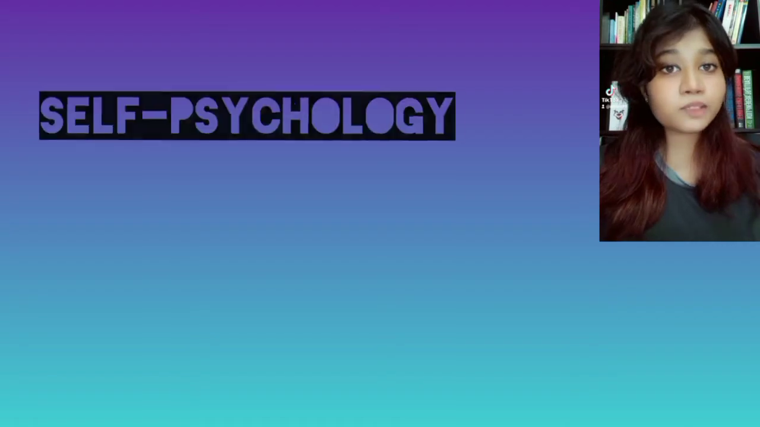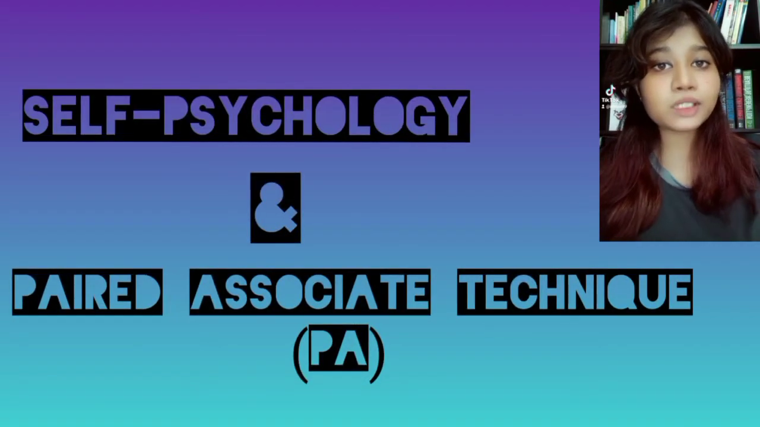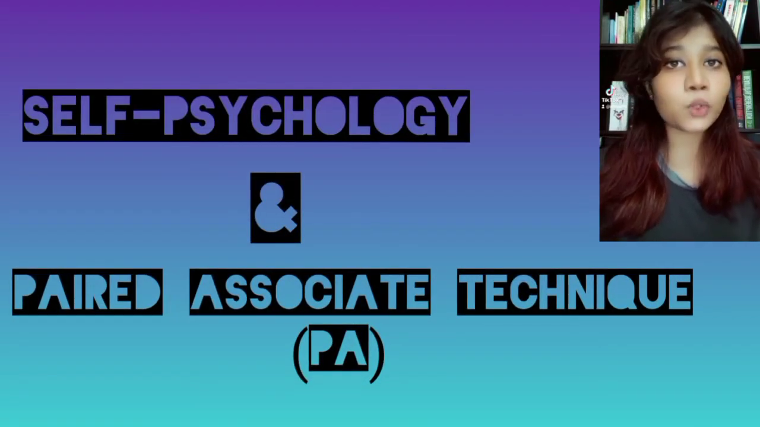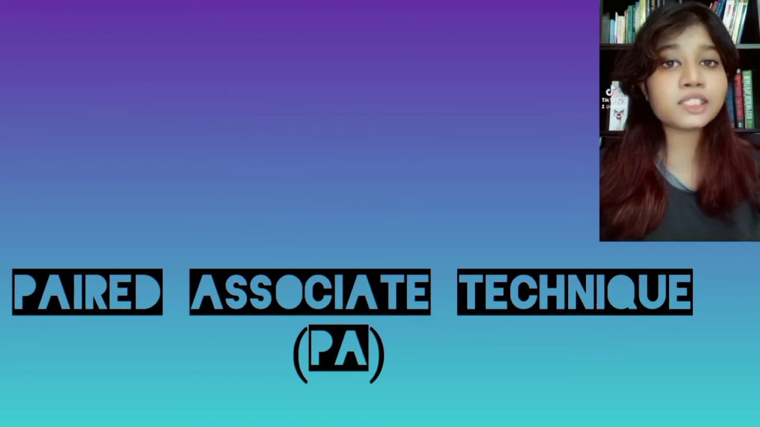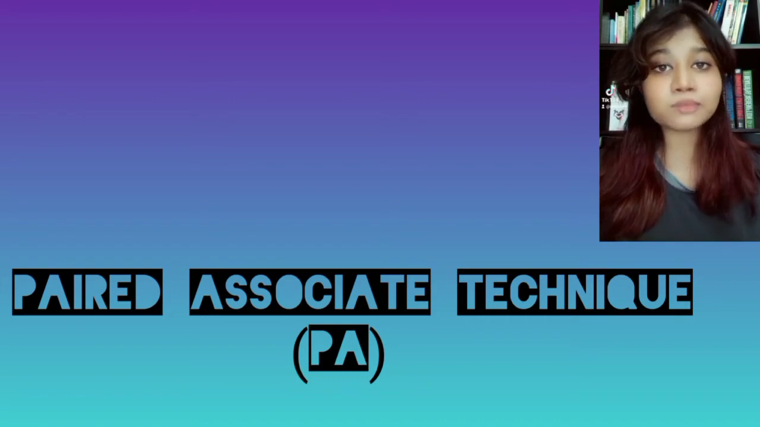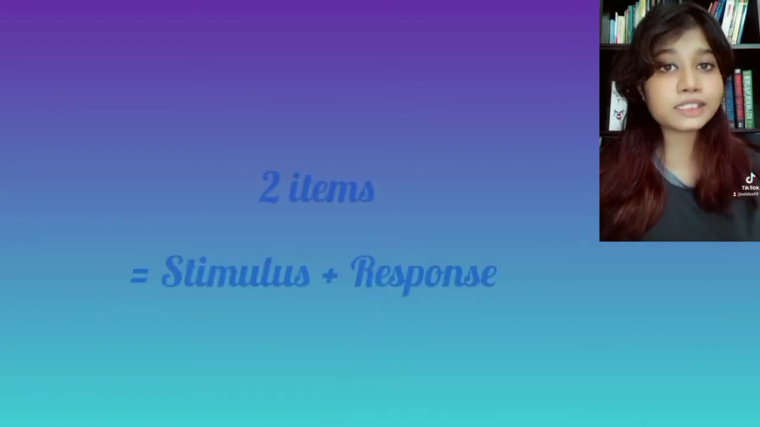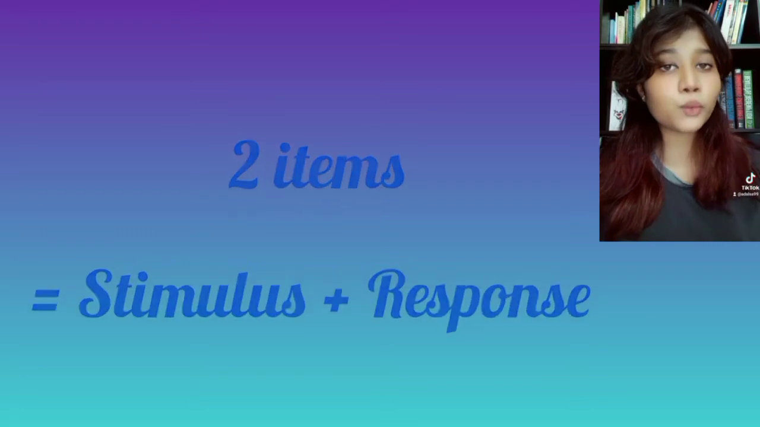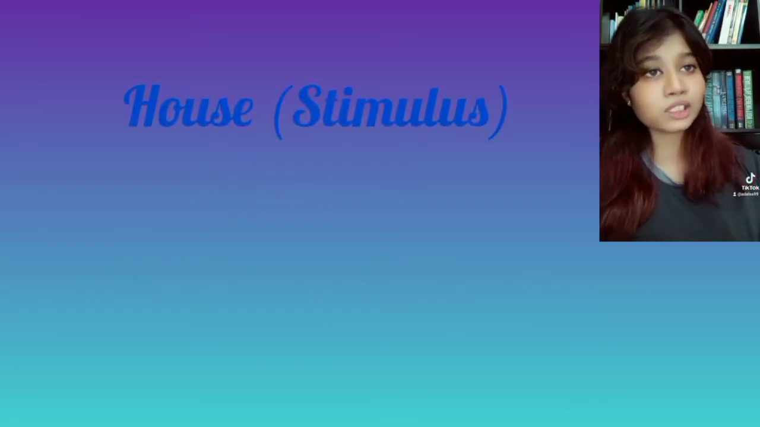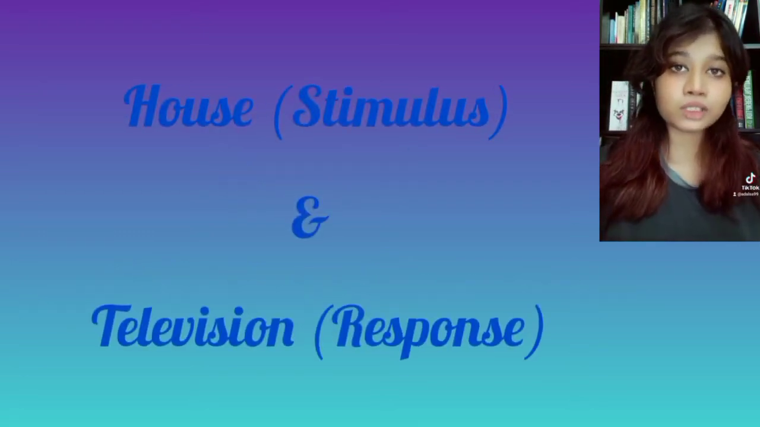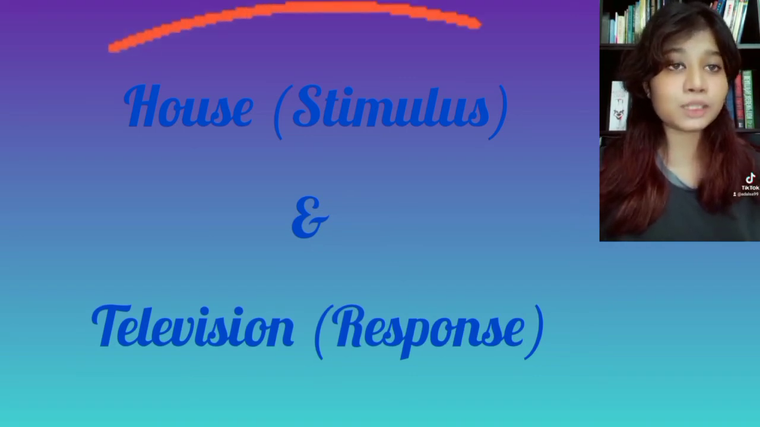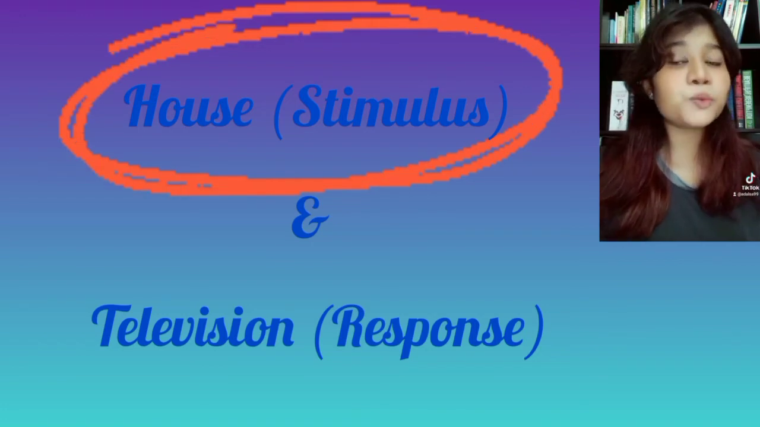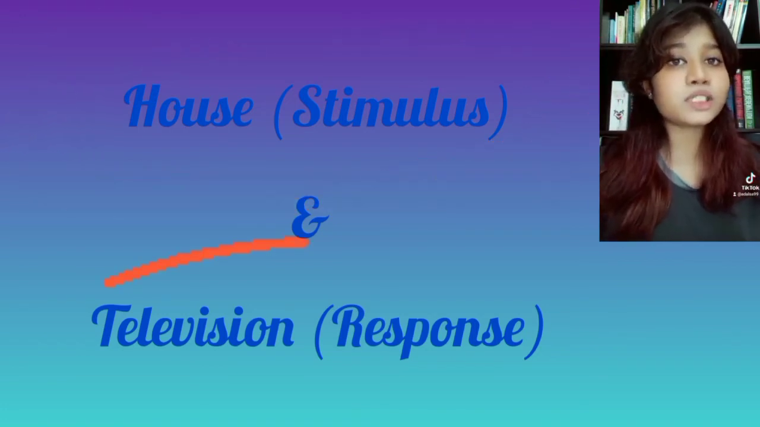Calkins' major contributions to psychology are developing self psychology and the paired associate technique, PA. However, I will only elaborate on the PA technique, which is a learning method involving two items paired, for example, a stimulus and a response. Words such as house, the stimulus, and television, the response, may be paired, and when the learner is prompted with the stimulus, house, he would respond with the appropriate word, television.